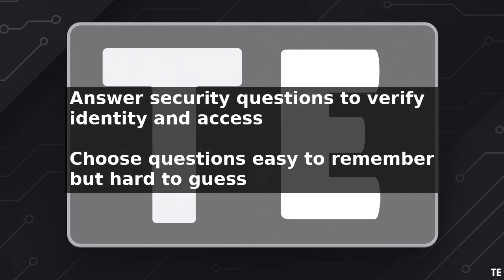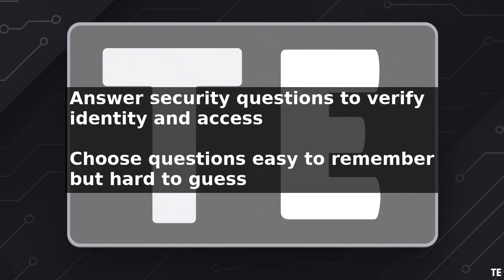After you have answered the security questions, you will be asked to review and agree to the terms and conditions of the Experian website. This includes agreeing to allow Experian to access your credit information and to use your personal information to provide you with credit monitoring services. Once you have agreed to the terms and conditions, your account will be created and you will be able to log in and start using the Experian website.